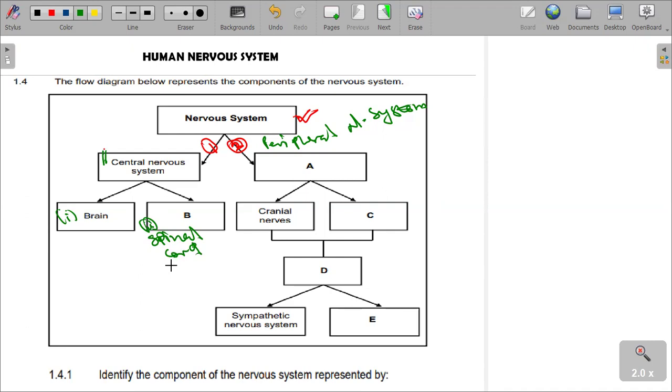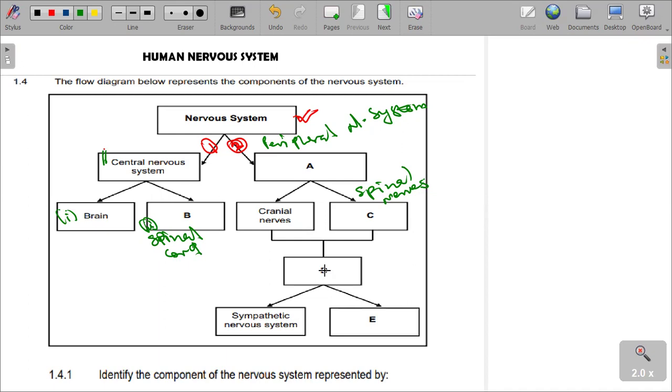And then the peripheral nervous system we can see is also divided into two: the cranial nerves, and then obviously the cranial nerves go together with what? With the spinal nerves here. There are also spinal nerves on this side. So the peripheral nervous system is divided into two, the cranial and the spinal nerves.